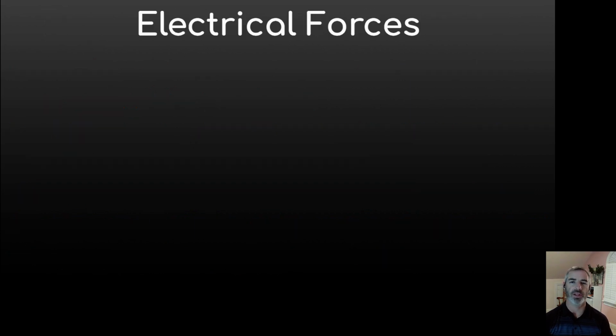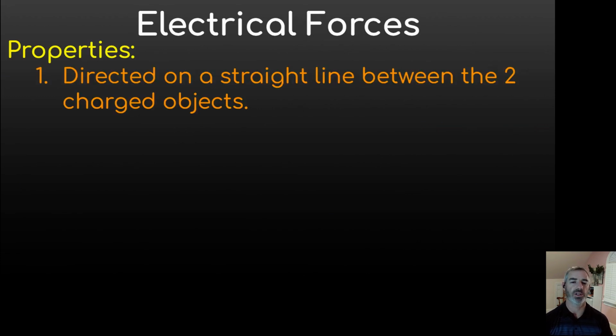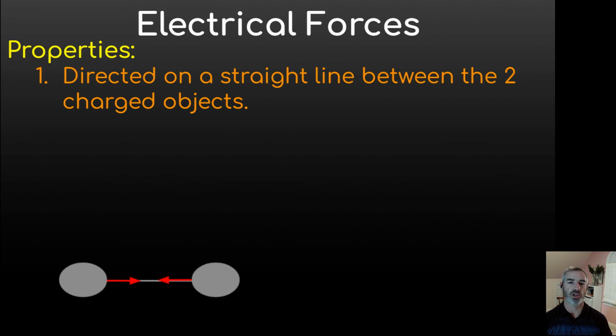So now we're going to talk about the electrical forces between charged objects. So the properties: it's directed on a straight line between the two charged objects, and we saw this with the sticky tape activity. The two tapes attracted or repelled each other depending on the sign, and we can see that the spheres are going to do the same. They're going to attract each other if the charges are opposite, or repel if they're the same.